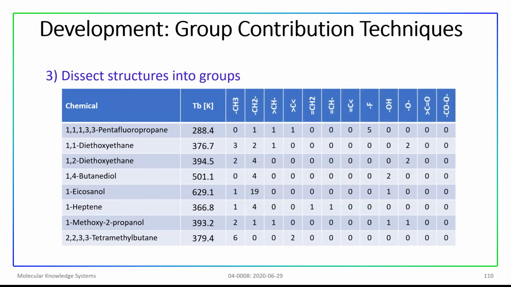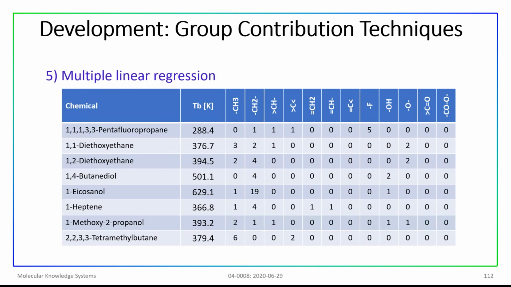Now that we have compiled our chemicals and selected a set of groups, we begin the process of dissecting each chemical's molecular structure into group occurrences. For example, using our selected groups, the molecular structure of 1-methoxy-2-propanol is dissected into one OH group, one branched CH group, a CH2 group, an ether group, and two CH3 groups.